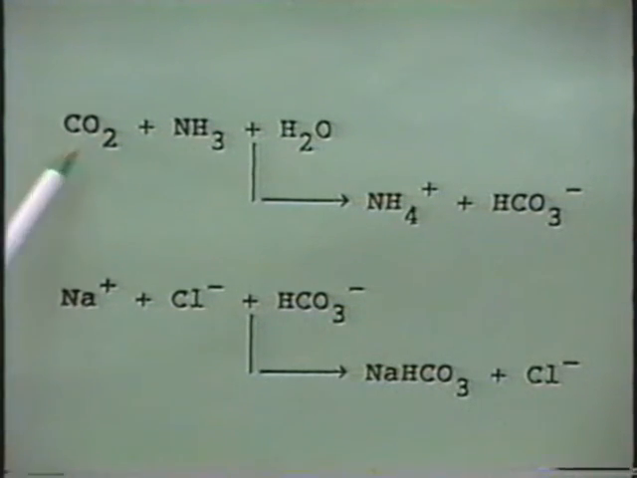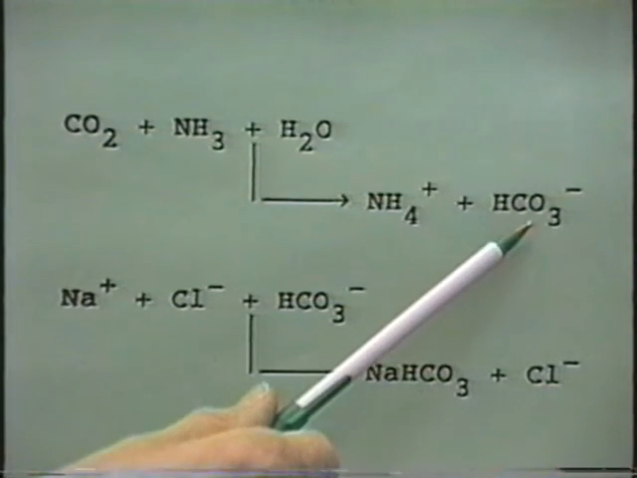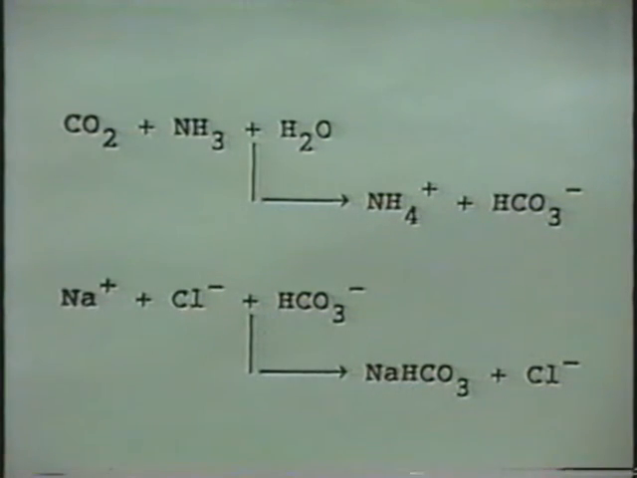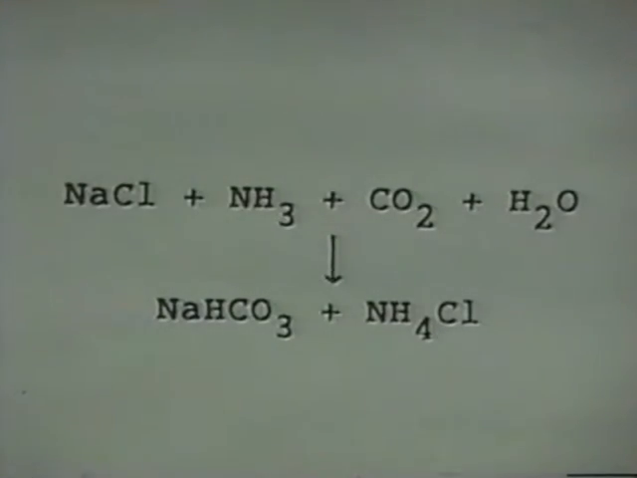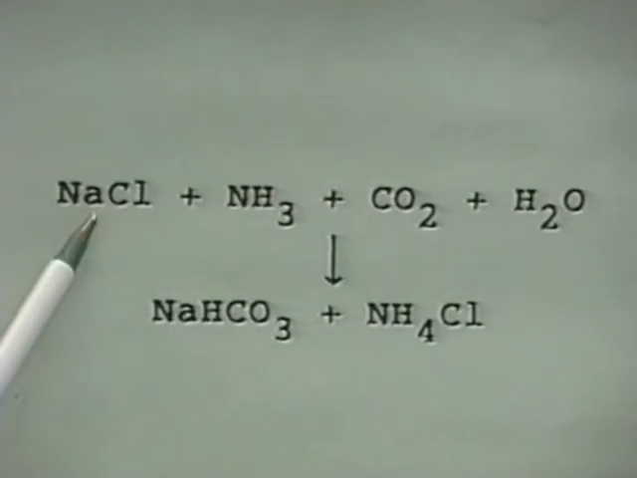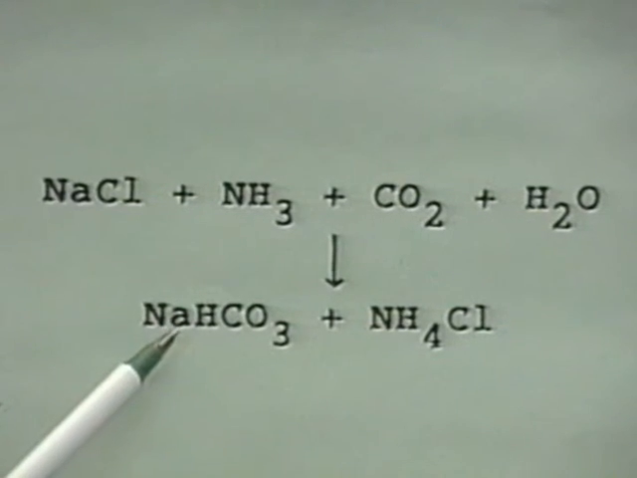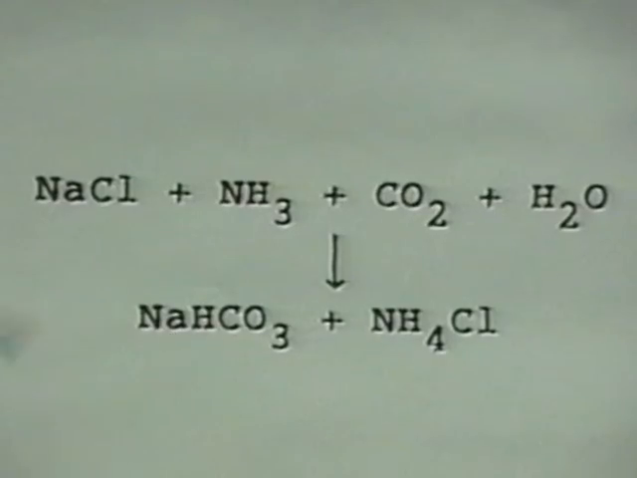As this first reaction proceeds, the bicarbonate ion concentration increases. And at some point, the least soluble cation-anion combination will start to precipitate out. That least soluble combination is sodium bicarbonate. The overall reaction then involves the reaction of sodium chloride or salt with ammonia and carbon dioxide in water to give our product, sodium bicarbonate.